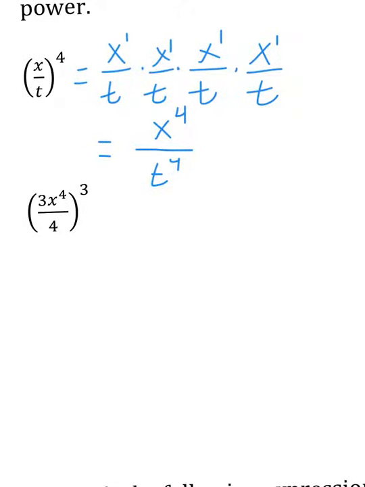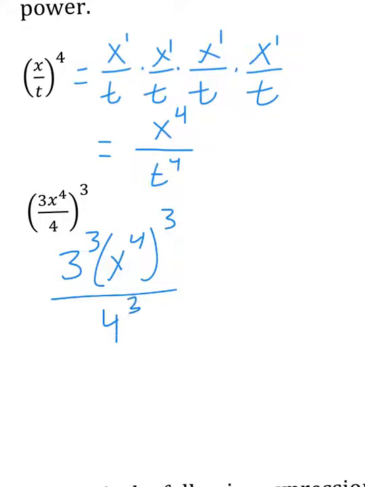Now this one has some numbers in it, so let's make sure we're careful there with what we're going to do. Okay, so we're going to raise each part to the third power. So we're going to do 3 to the third and x to the 4th to the third, all over 4 to the third. Now you may not need to write this step every time, but it's going to be helpful for us when we're still learning, okay?